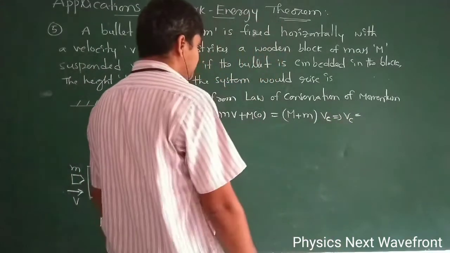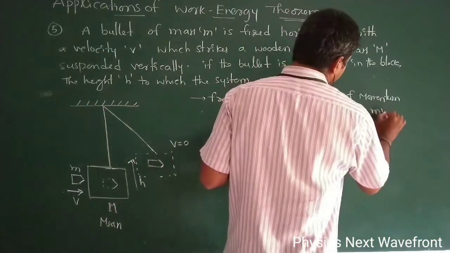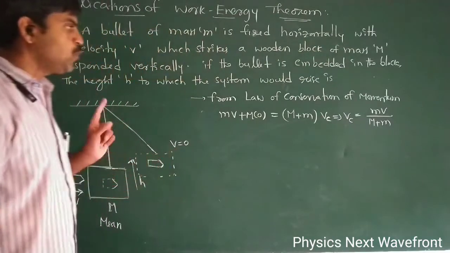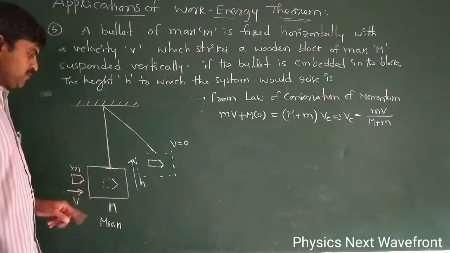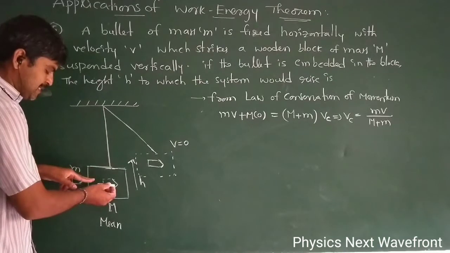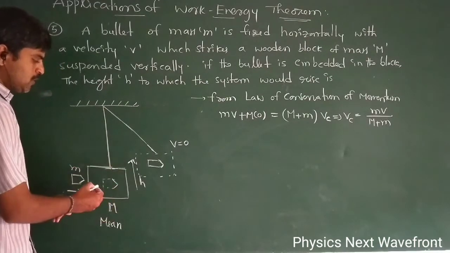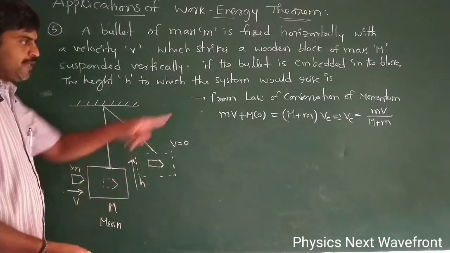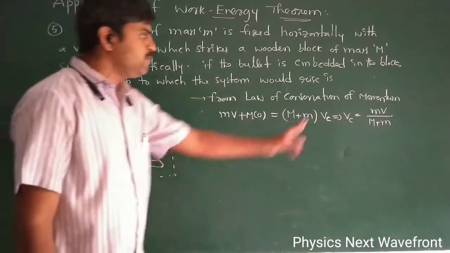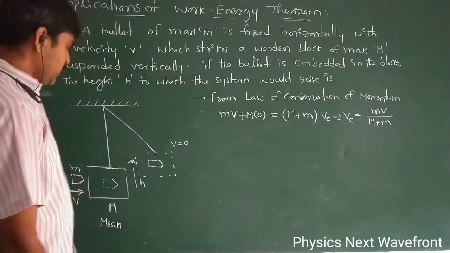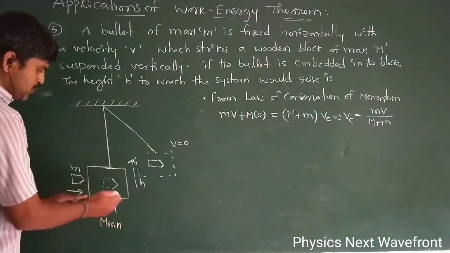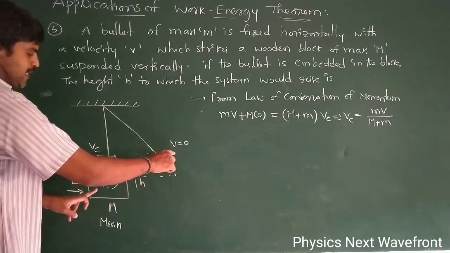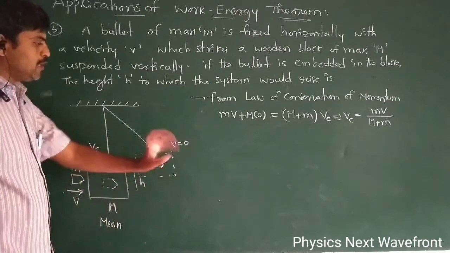So what is the Vc value? Vc is equal to mv divided by capital M plus small m. This is the common velocity of the bullet-block system whenever the bullet is embedded inside the wooden block. Now both have a common velocity, equal to mv divided by M plus m. At the final position, the velocity is 0.